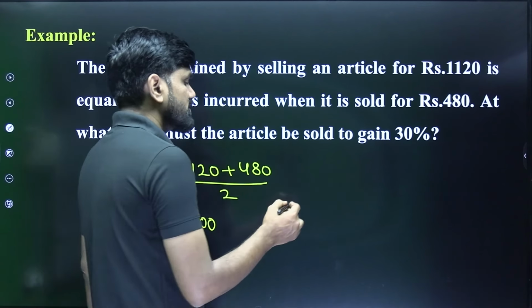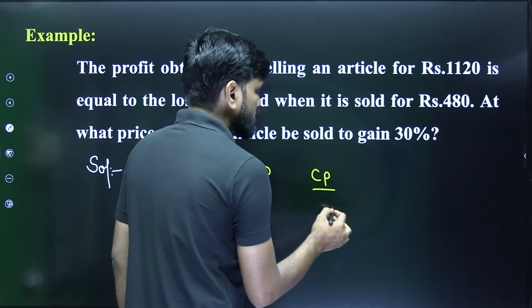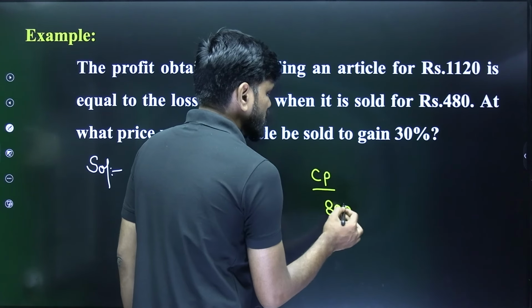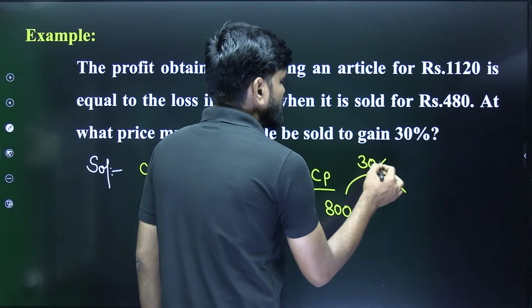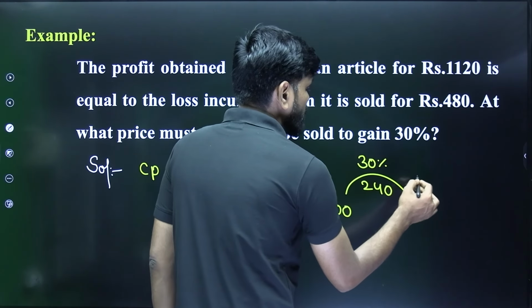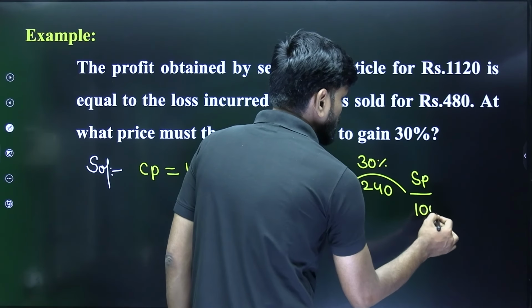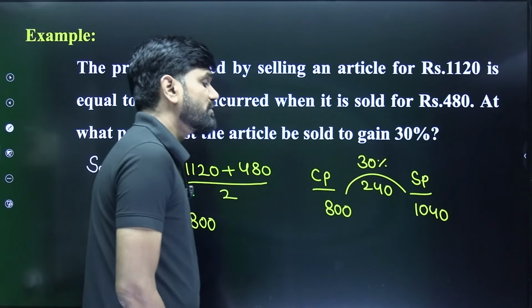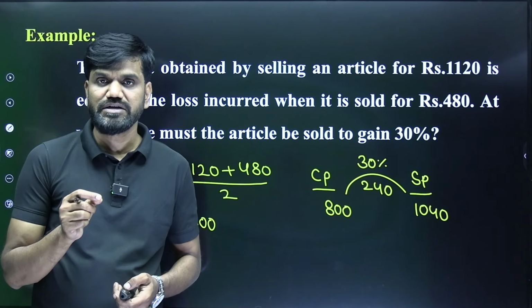To gain 30%, you have to sell it at what price? Cost price is 800 we got. To gain 30%, I have to sell it at a value which is 30% more than this. So 30% of 800 will be 240 profit I have to take. So selling price must be 1040. I have to sell it for 1040 rupees in order to gain 30% in the transaction.